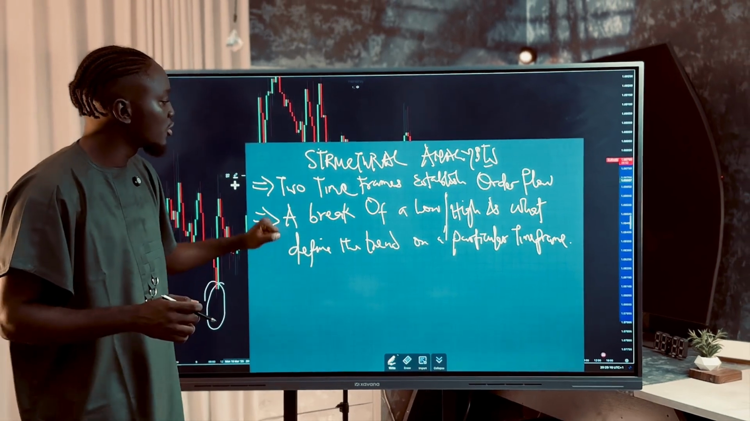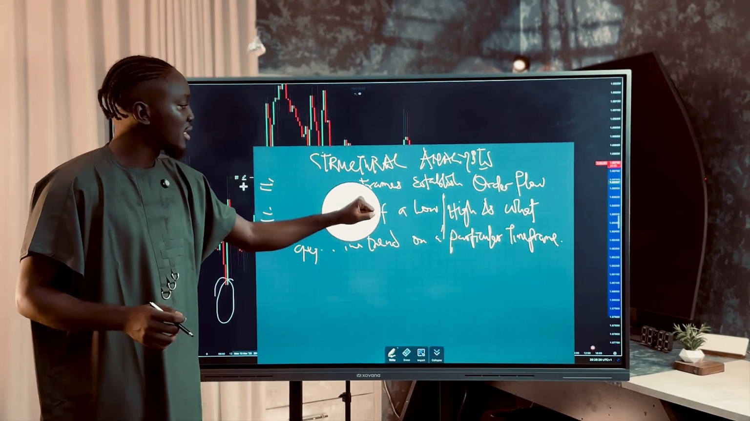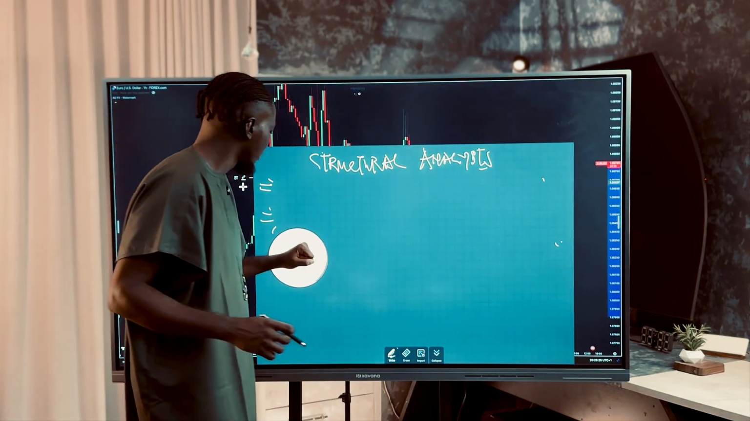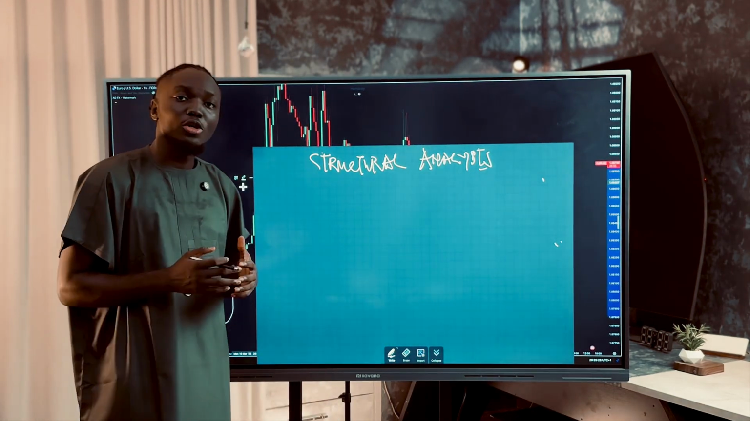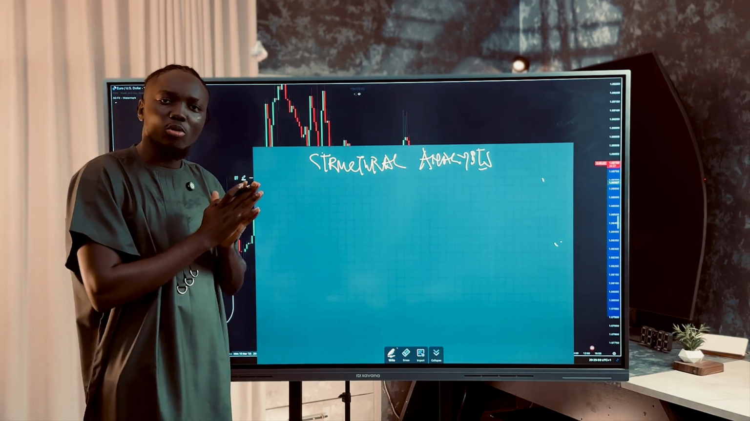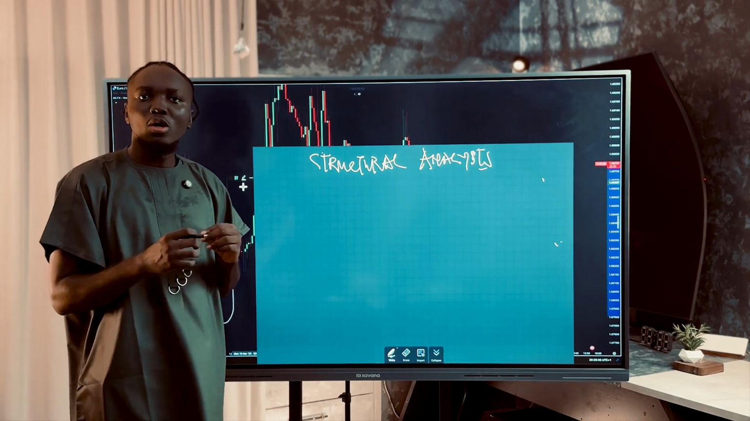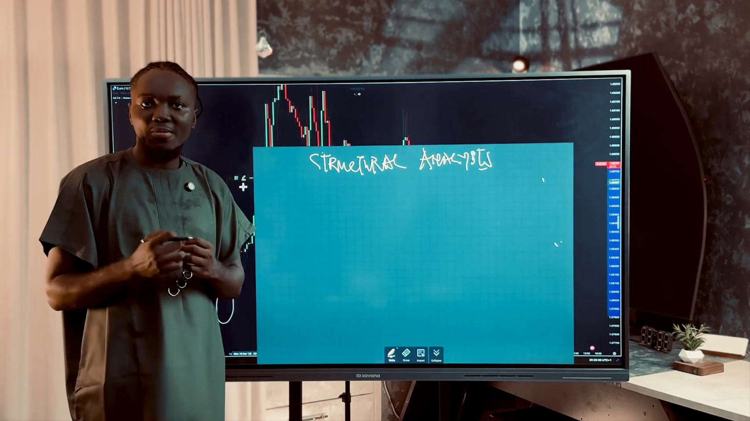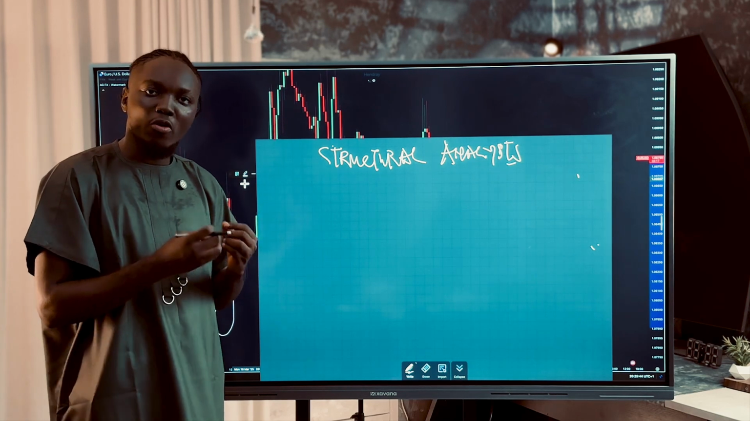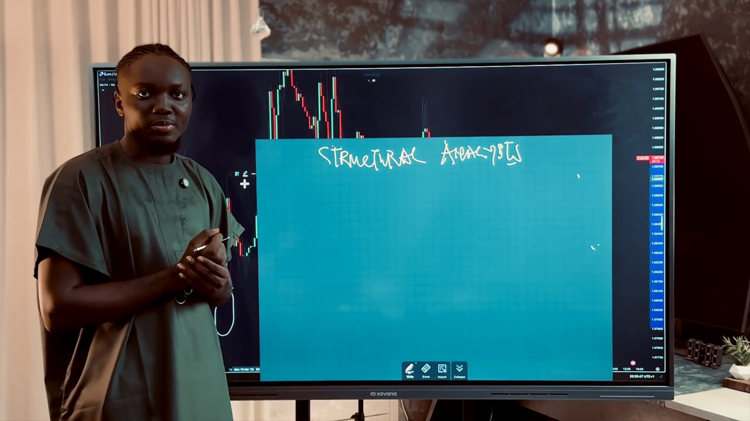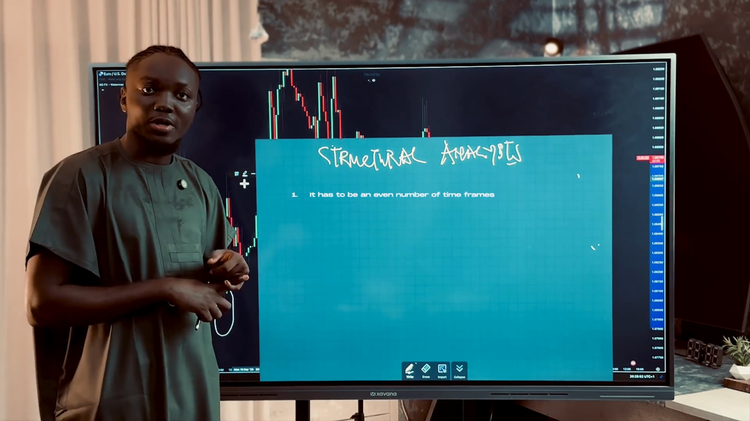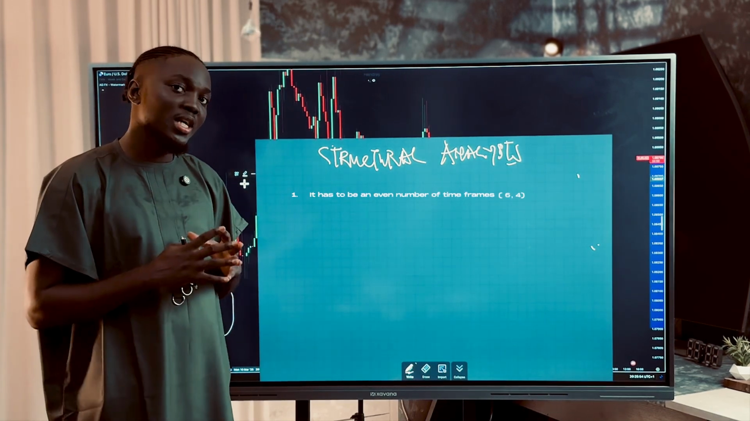So the first thing is to have a schematic of how two time frames establish order flow. Now, what you want to do is have a series of time frames in order to make this as objective as possible. I will always suggest up to 4 to 6 time frames. And why is that? Number one, it has to be an even number of time frames. 6 is an even number. 4 is an even number.